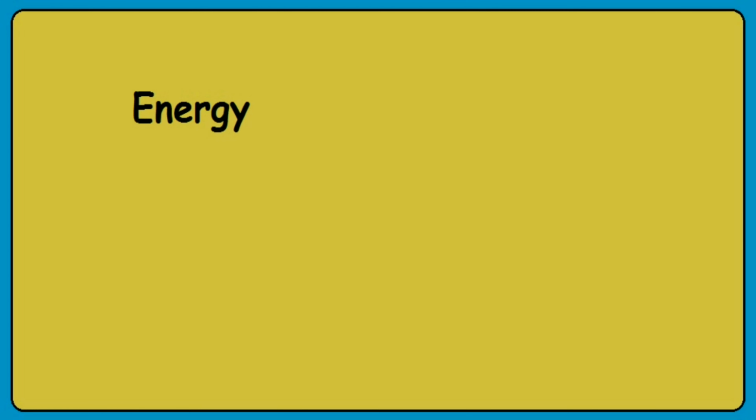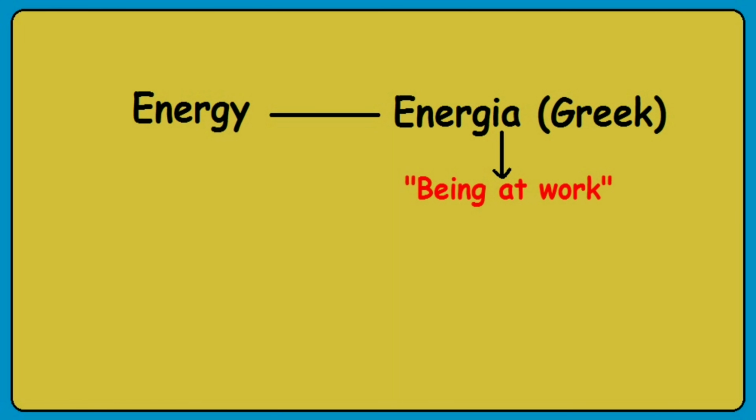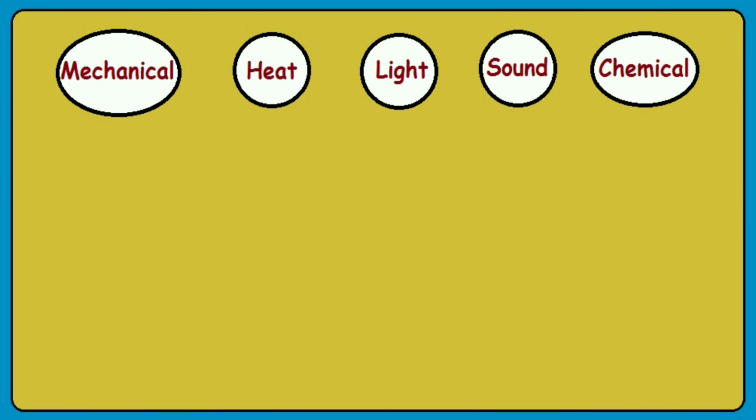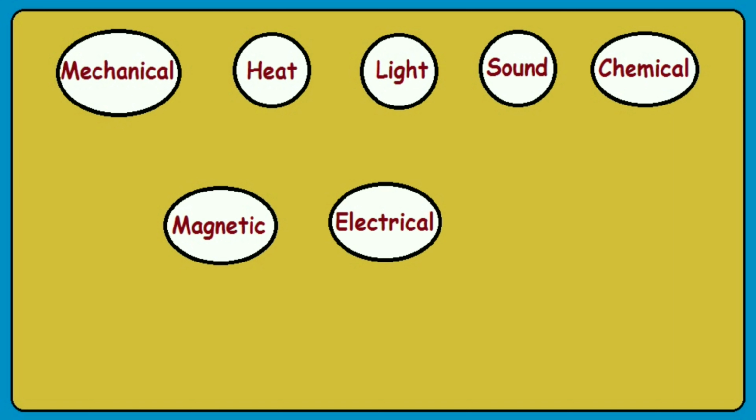Energy is derived from a Greek word energia, which is being at work. Aristotle defined energy as a condition that describes the capacity to do work. There are different forms of energies in nature. For example, mechanical, heat, light, chemical, sound, magnetic, electrical, atomic, etc.